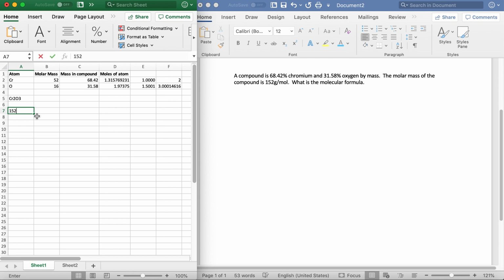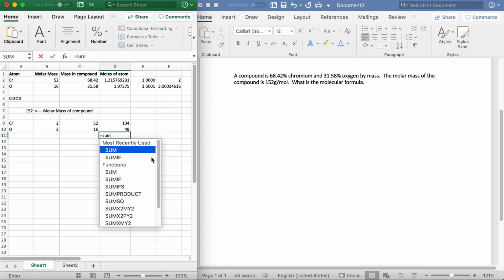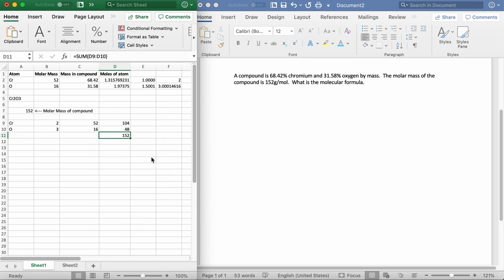Well, the problem told me that the molar mass of my compound is 152 grams per mole. So that's the molar mass of the compound. And remember, I'm first going to calculate the total mass of my empirical formula. I have 2 chromiums, I have 3 oxygens, 52 grams per mole on chromium, 16 grams per mole on oxygen. I have 2 chromium, so I have to multiply the molar mass of chromium by that 2. Likewise, I have to multiply the molar mass of oxygen by this 3, and it gives me these values. I take the sum of this. This gives me 152 grams per mole.